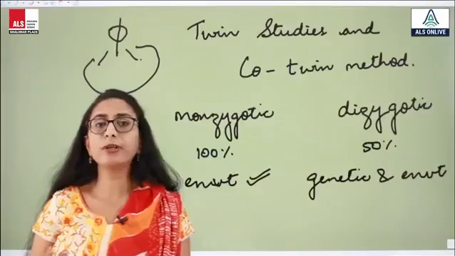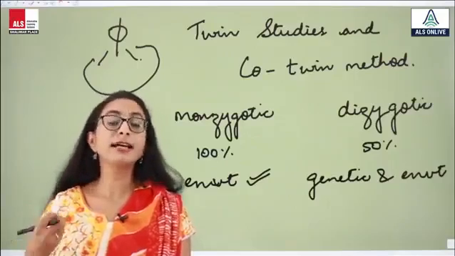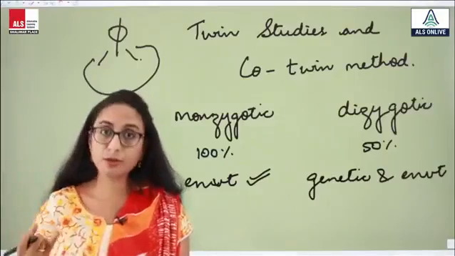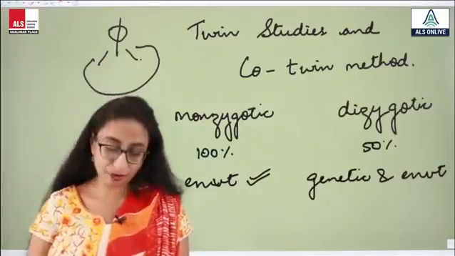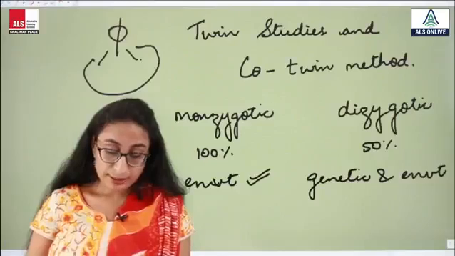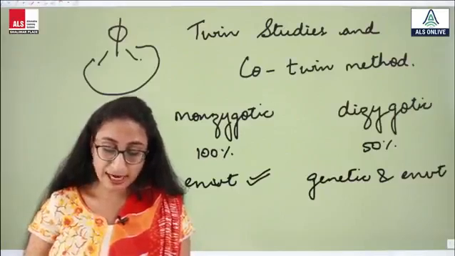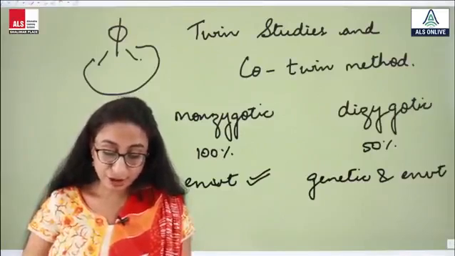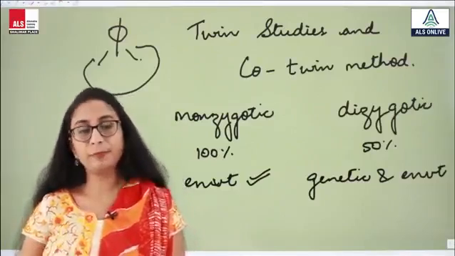In dizygotic twins, they hardly share around 50% of the genes. So any trait which is dissimilar among them might be due to genetics also, or it might be due to environmental differences also. Okay, so if the monozygotic twins are similar for a trait than dizygotic twins, then a genetic contribution to the trait can be inferred.